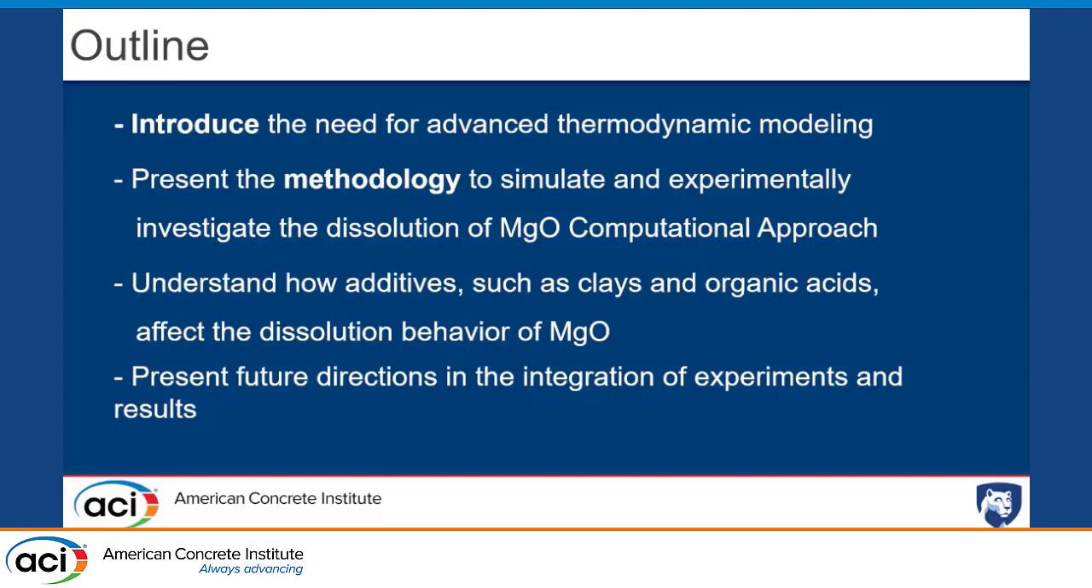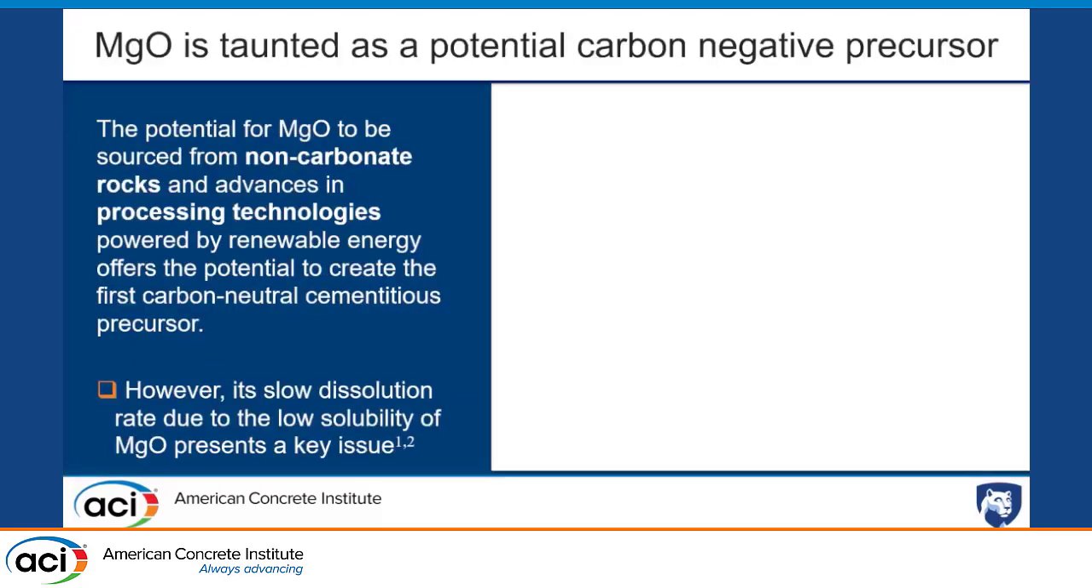Now, we're going to understand a little bit about additives. There's a lot of work right now. It's really exciting. We're using clays. We're using organic acids. We're using additives to really control the dissolution behavior of magnesium oxide, or magnesia. And then there is ongoing work, which just started this semester. So there's a lot of stuff that we're doing. So I'm going to give you a little bit of a hint into where we're going, what the future directions are, and how this is plugging into greater work.